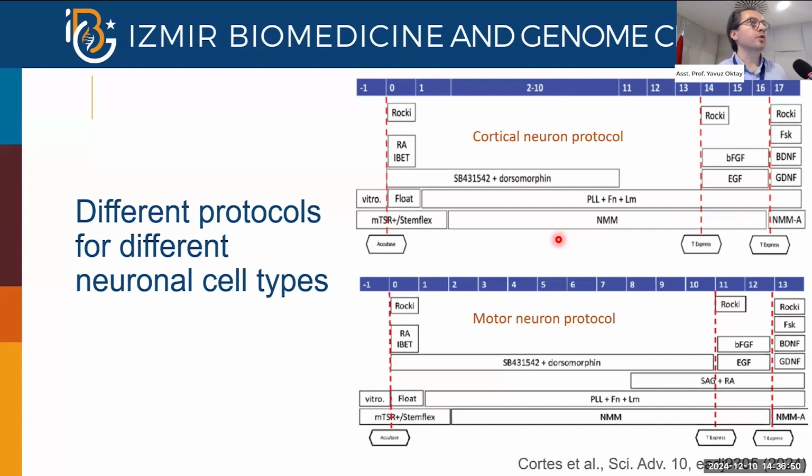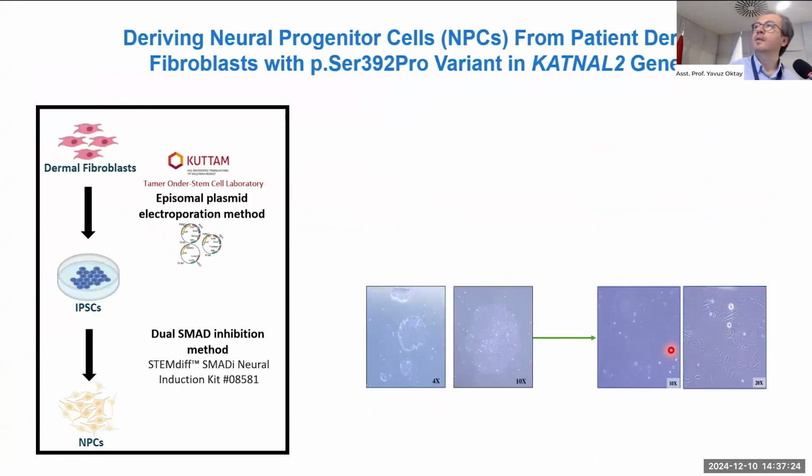There are many protocols to use, actually. So I just put this slide here to show you can use similar but distinct protocols. Here, as you can see, dorsomorphin with this small molecule can be used both for cortical neuron protocol and also motor neuron protocol, but the timing is different, so they're very similar but not all the same, and you need to be very accurate with these protocols.